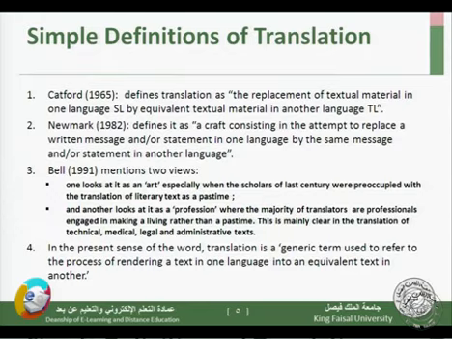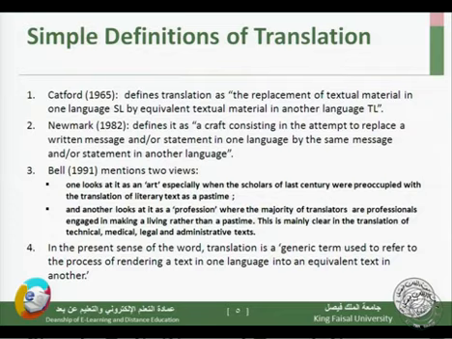Another view Bell mentions, as you can see, looks at translation as a profession, where the majority of translators are professionals engaged in making a living rather than a pastime. This is mainly clear in the translation of technical, medical, legal, and administrative texts. In other words, translators are like professionals. They make a living out of translation. So, they translate because they want to make money.